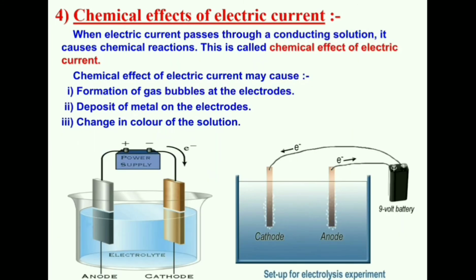When current passes through conducting solution, it always causes some chemical reactions, and this is known as chemical effect of electric current. The chemical effects of electric current may cause gaseous bubbles to be formed, जैसा अभी हमने देखा in the electrolysis of water, or it may deposit some metal on one of the electrodes that we'll discuss in later part of the video, and then sometimes the change in the color of the solution was observed. So these are the three changes that may occur because of passing electricity through the solution.